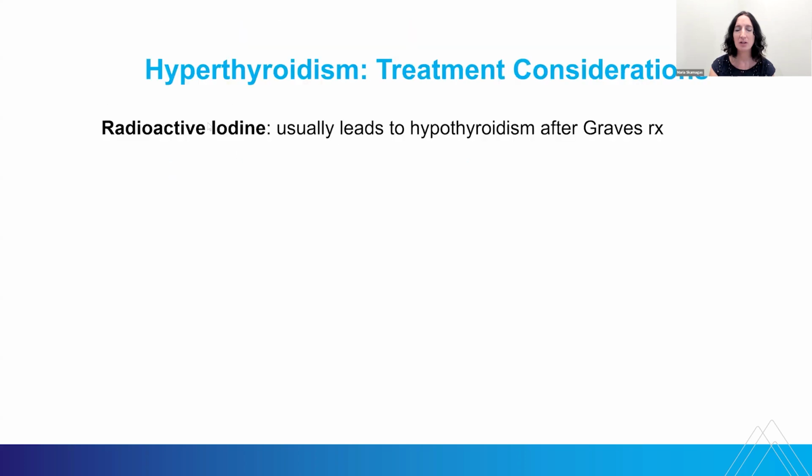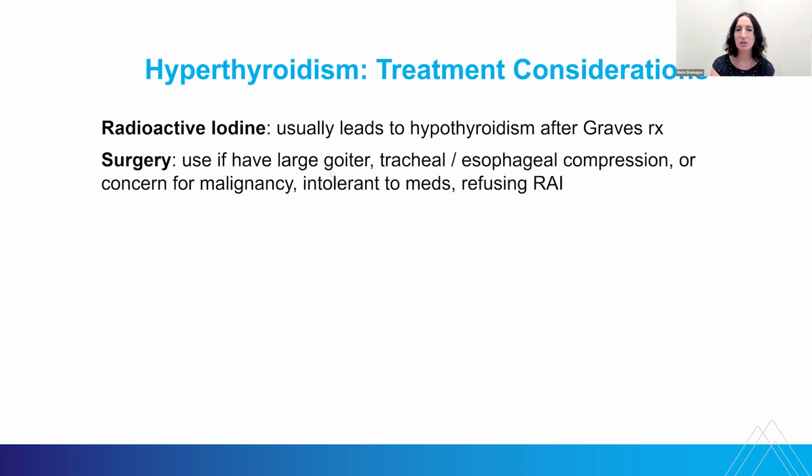Now, again, we talked about radioactive iodine as an option in Graves and toxic nodules. If it's used in Graves, it'll oftentimes lead to hypothyroidism, but with the toxic nodule, only those nodules will be affected. The rest of the tissue won't respond, so they may actually be euthyroid after. Surgery, if somebody has a large goiter, if they have mass effect from the goiter, or there's concern of malignancy, they're not tolerating medications, or they either don't want to take radioactive iodine or they have contraindications to it, then you may want to think about surgery.